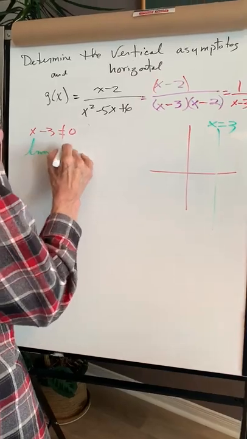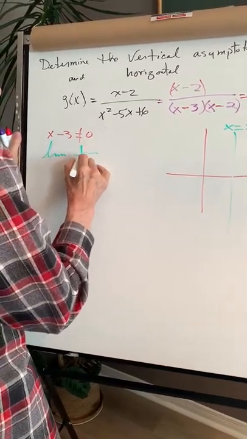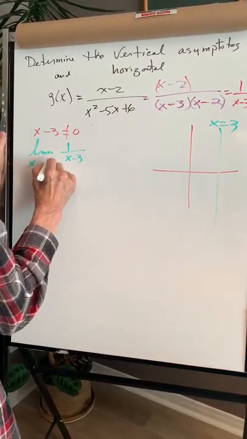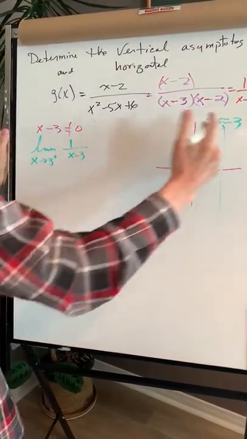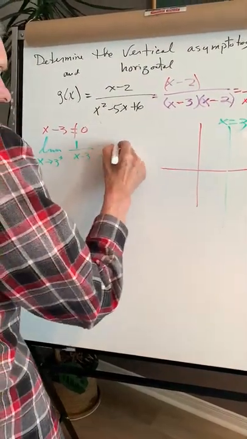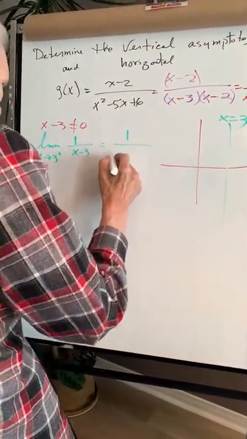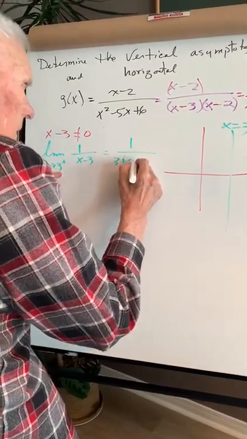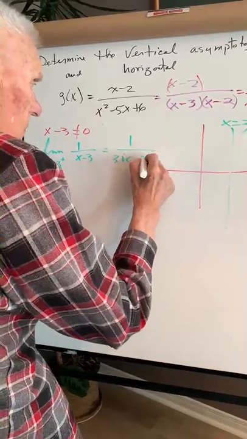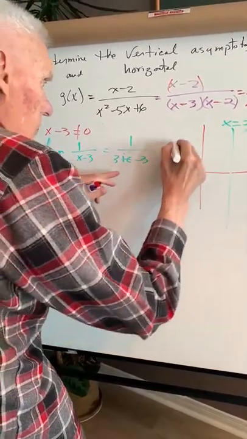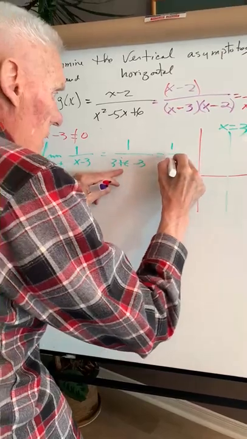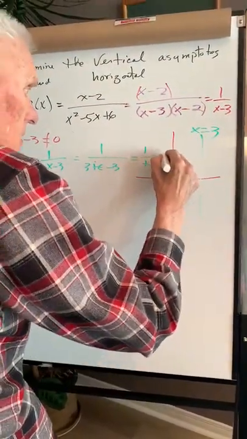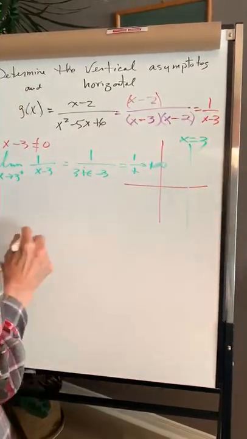Let's look at the limit of 1 over x minus 3 as x approaches 3 on the right side. It's way over here. What's going to happen? 1 over 3 plus a little bit, minus 3. And so that looks like 1 over, this cancels, that's a positive. So that means it's going to be positive infinity. It's going to look something like that.